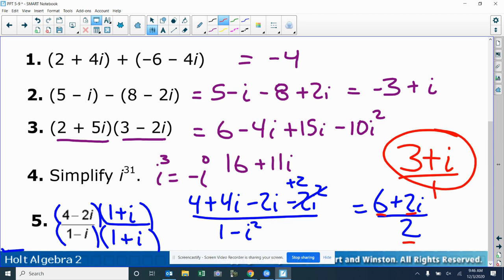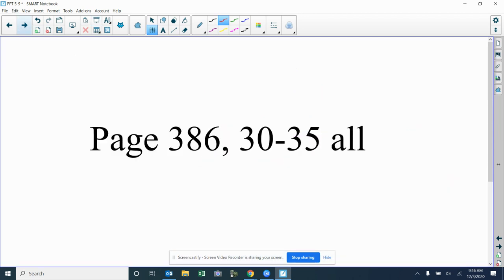Any questions? Okay, so really division is more like really what? Multiplying, isn't it? And what are we always multiplying? Complex conjugate.